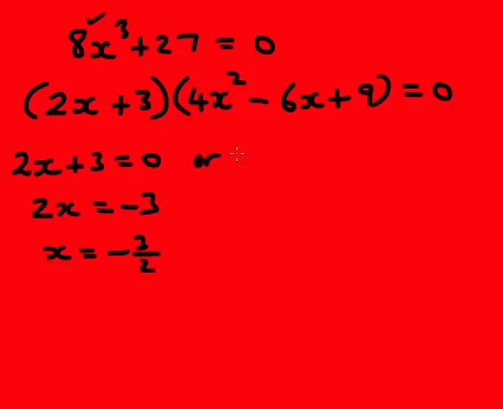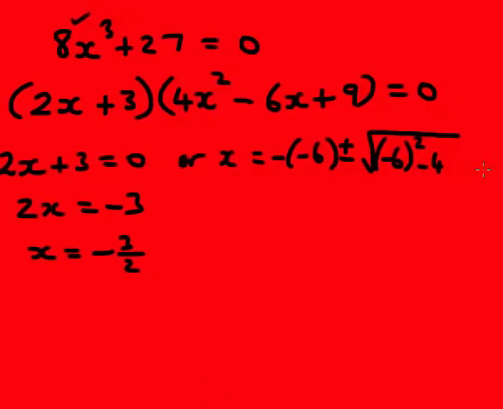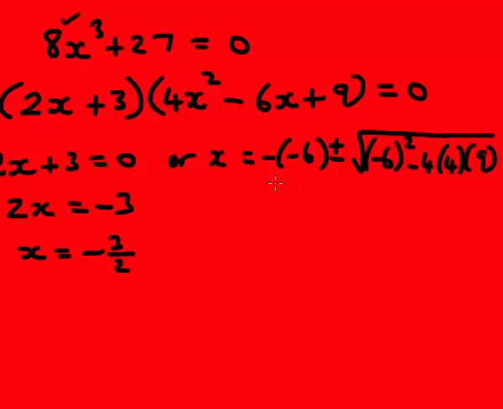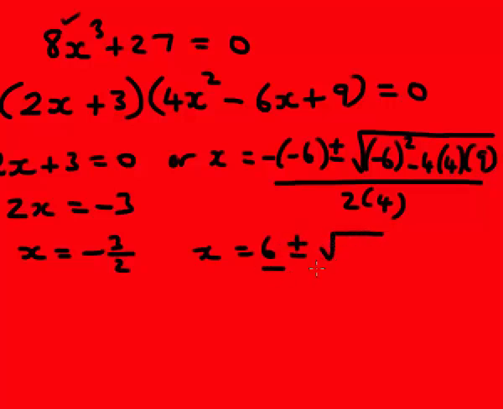What about this one? Okay, x is equal to, now this is tricky, minus b, plus or minus the square root of b squared, minus 4ac, all over 2a. Okay, I'm just going to tidy this up a bit here. That's 6 plus or minus the square root, all over 8.